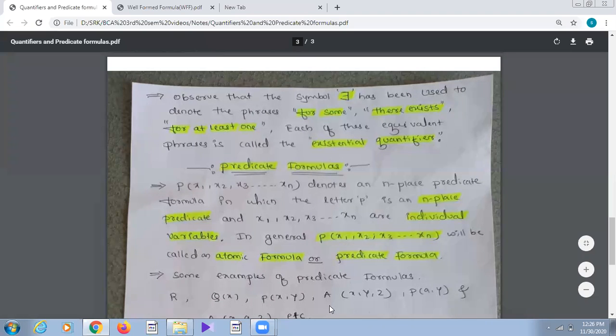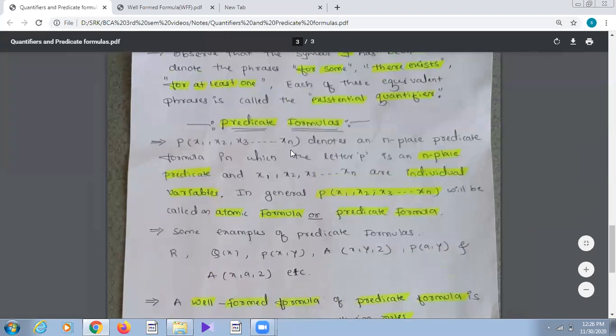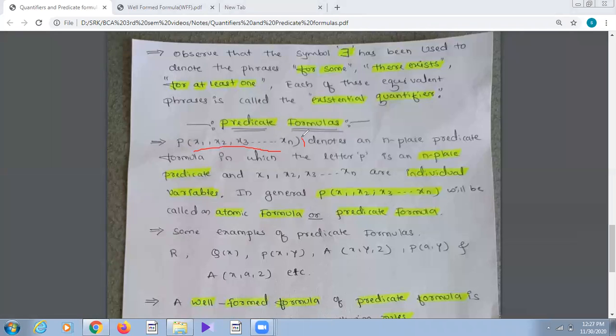So first, what is the predicate formula? This is the general form. Say P means the predicate, and next x1 x2 x3 up to xn, these are the individual names or object names. The whole of this is one predicate formula. In any predicate formula, it can be a single individual name, or two, three, up to n.